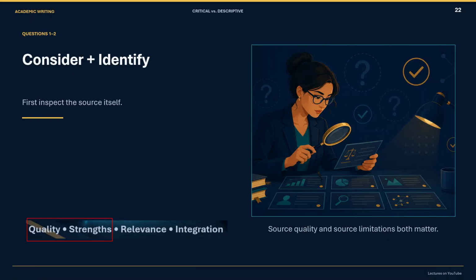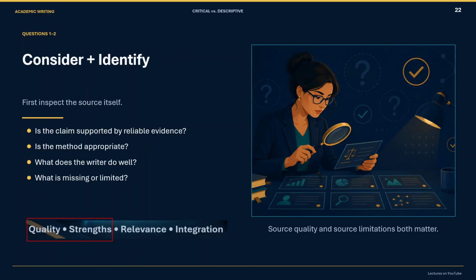First, consider the quality of the evidence and argument. Is the claim supported by reliable evidence? Is the method appropriate and is the reasoning logical? Second, identify the source's strengths and weaknesses. What does the writer do well, what is missing, and what limitations deserve comment?